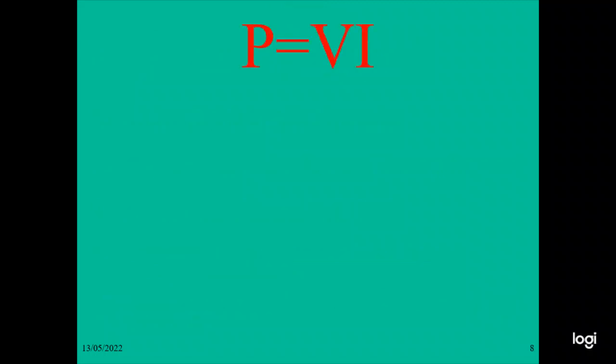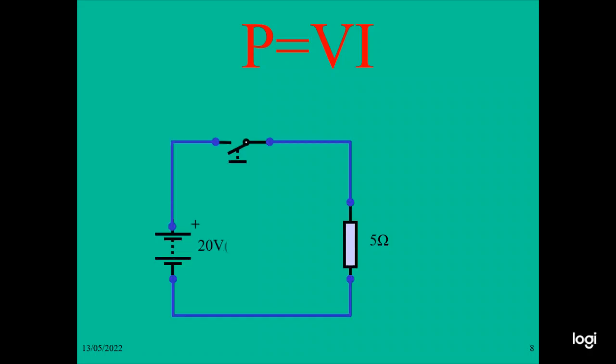So the power equation is P equal to VI. Here V is the voltage and I is the current. This is a connection of the electric supply, 24 DC, the switch, and the 5 ohm resistor. So when you connect, current will flow like this. The current flowing is 4 ampere.